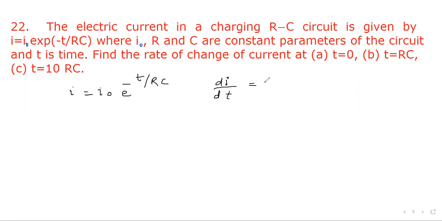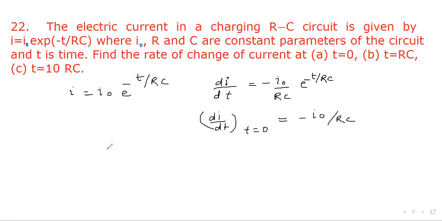So we will get minus I0 upon RC times e to the power minus t upon RC. When t equal to 0, this term will become 1. So di by dt at t equal to 0 will be minus I0 divided by RC. Now, second case, di by dt when t equal to RC. So here it will become minus I0 upon RC e to the power, RC upon RC is minus 1.